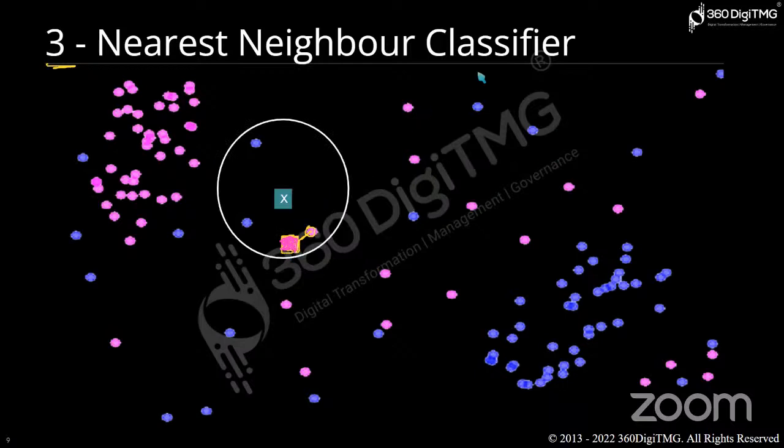Now 3. When we saw 3, we saw that blue color is coming up as the majority. So when we took 3 neighbors, it became blue instead of pink. The majority category wins. As we are having 2 blue colors and 1 pink color, our data point becomes blue.